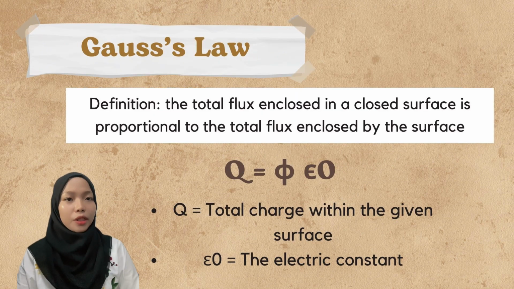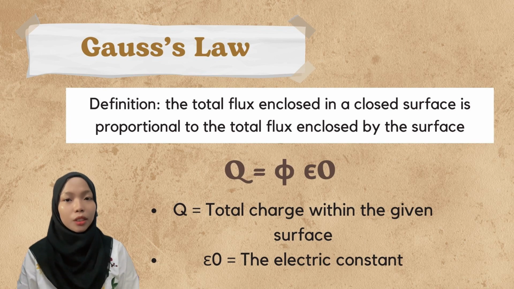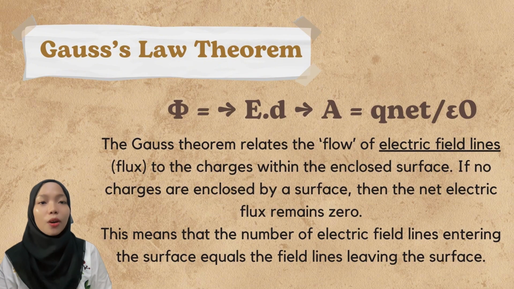Gauss's law. The definition of Gauss's law is that the total flux enclosed in a closed surface is proportional to the total charge enclosed by the surface. Or we can use this formula, where Q is the total charge within the given surface, and epsilon naught is the electric constant. Gauss's law theorem. You can see the formula.